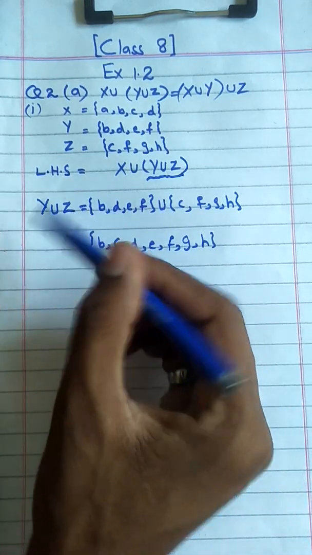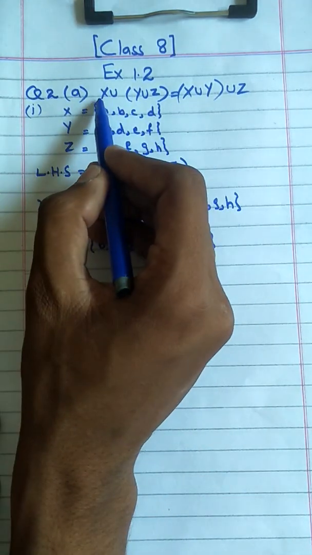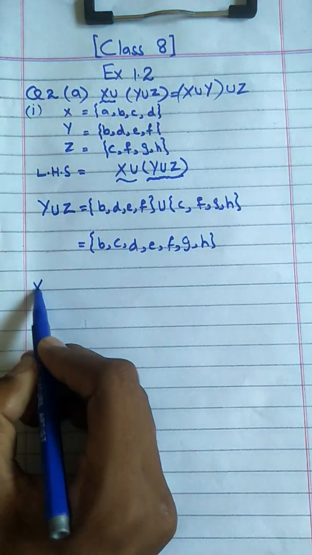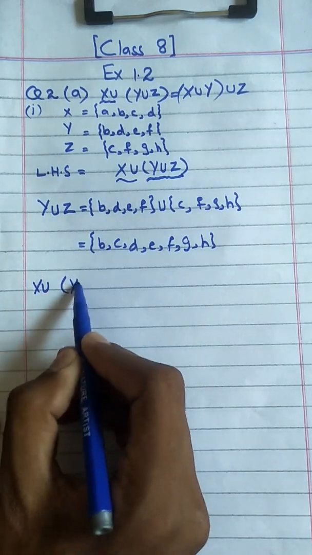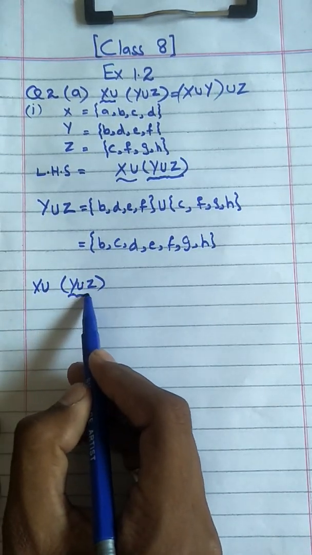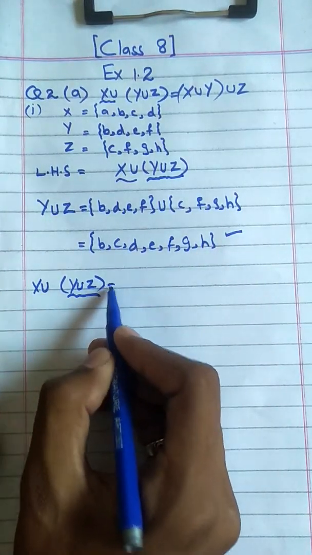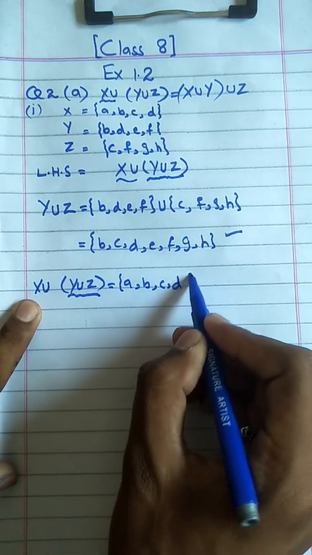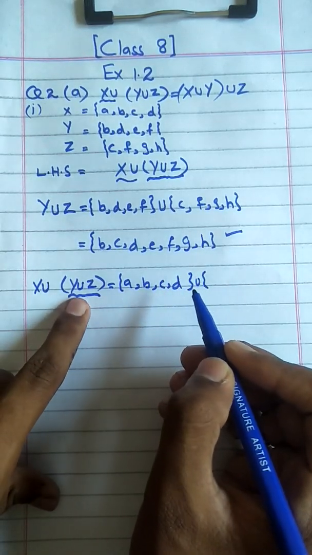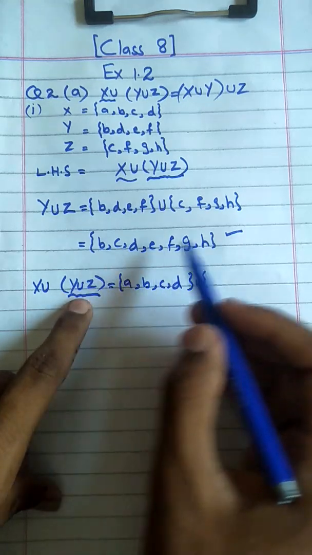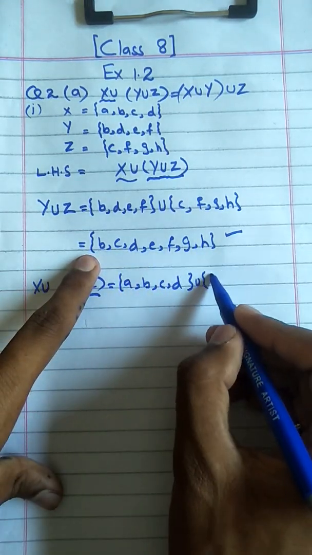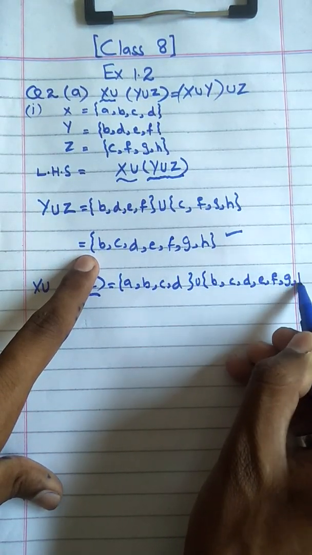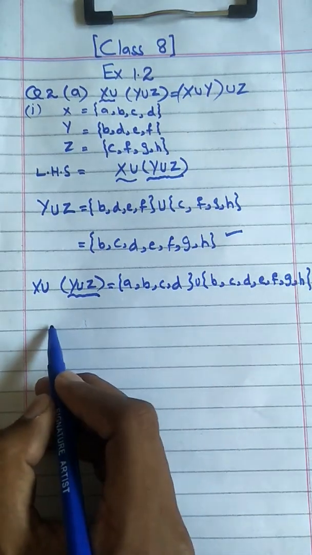Now take the union with X. So X union (Y union Z): we have already found the answer of Y union Z. X is A, B, C, D, and the answer of Y union Z is B, C, D, E, F, G, H.